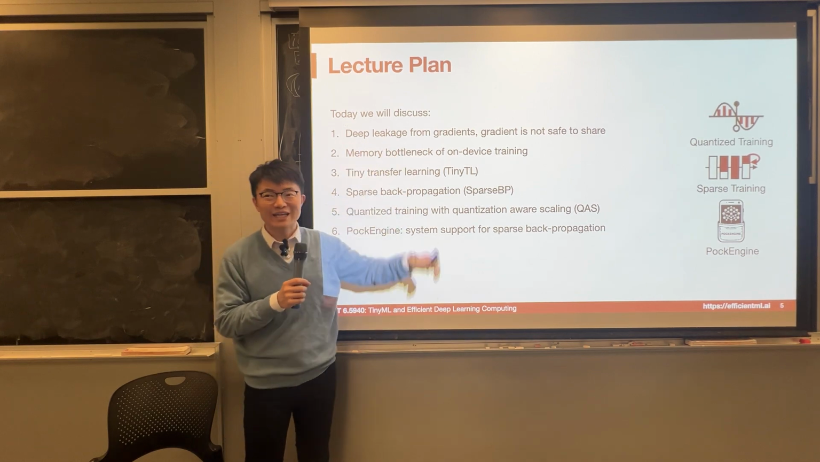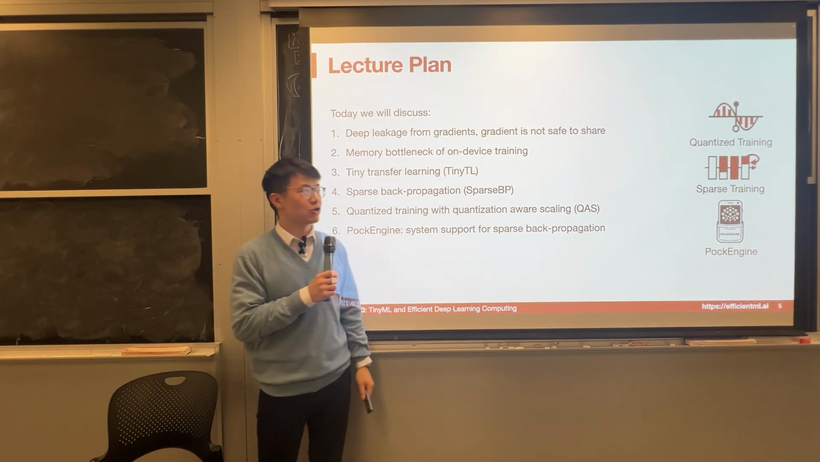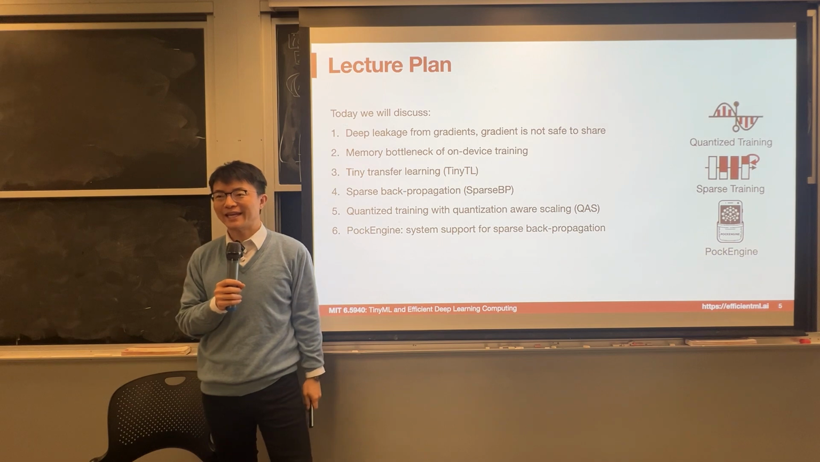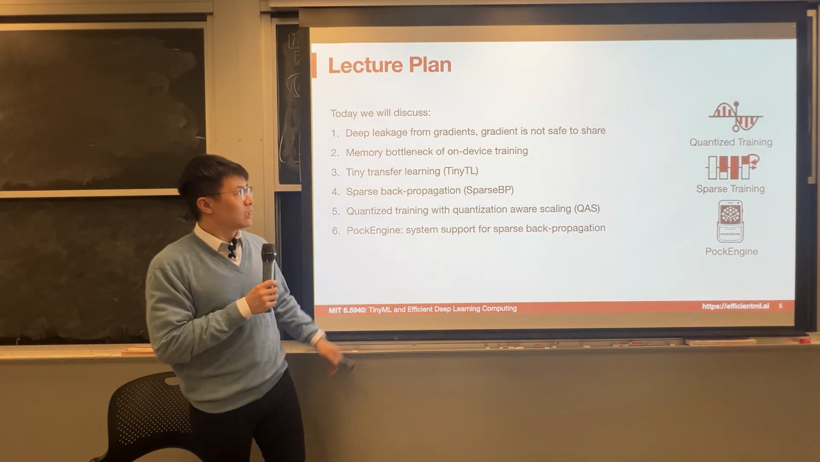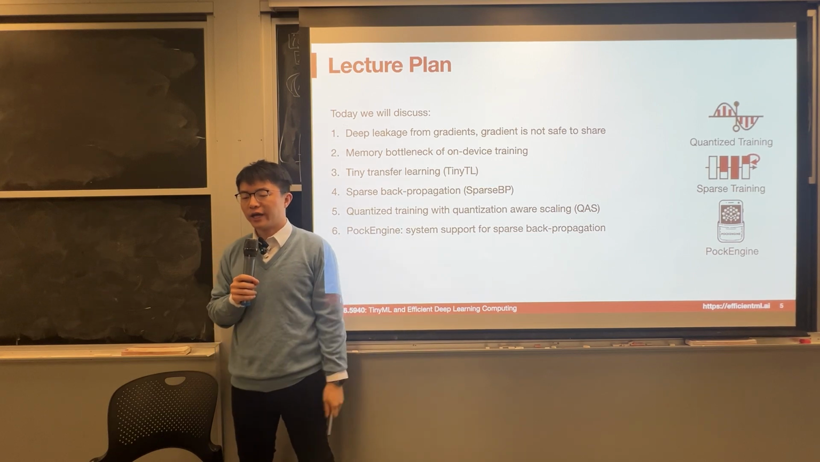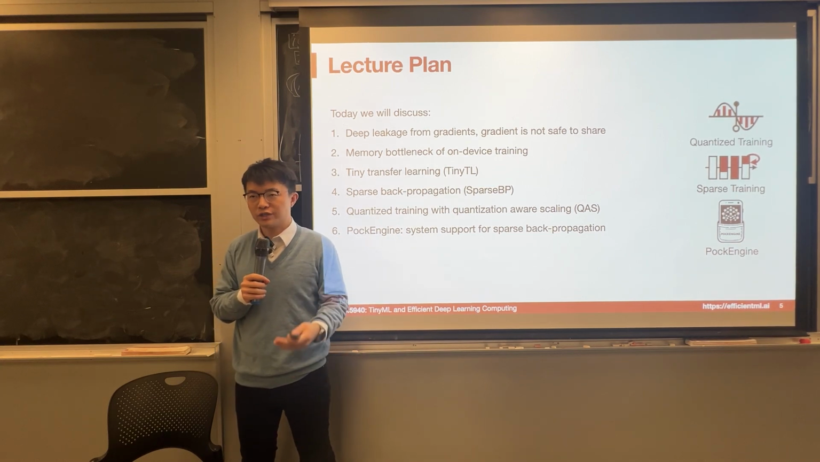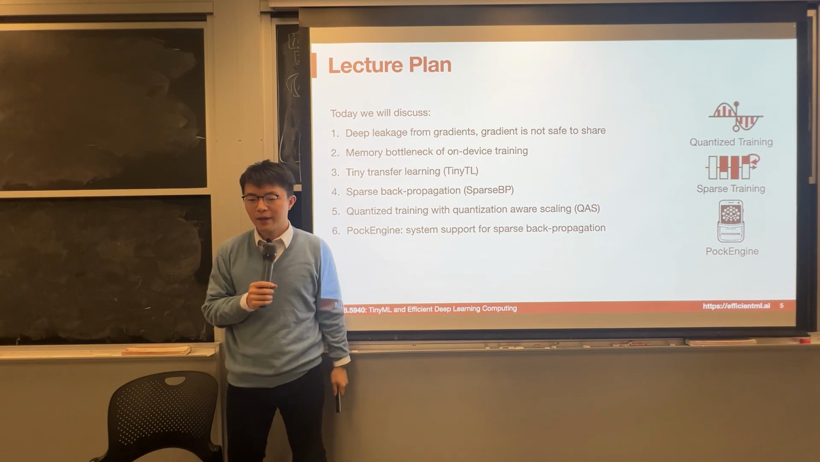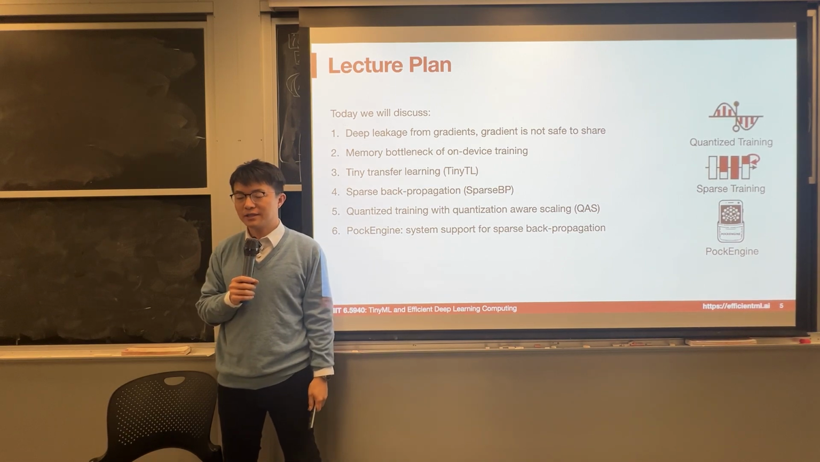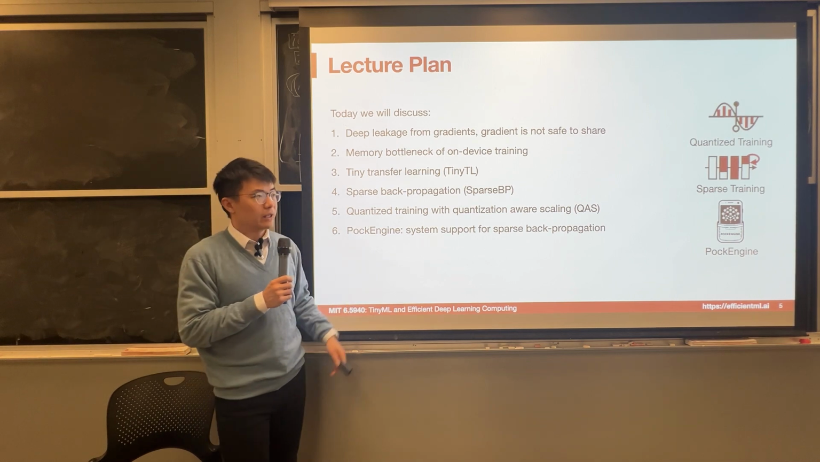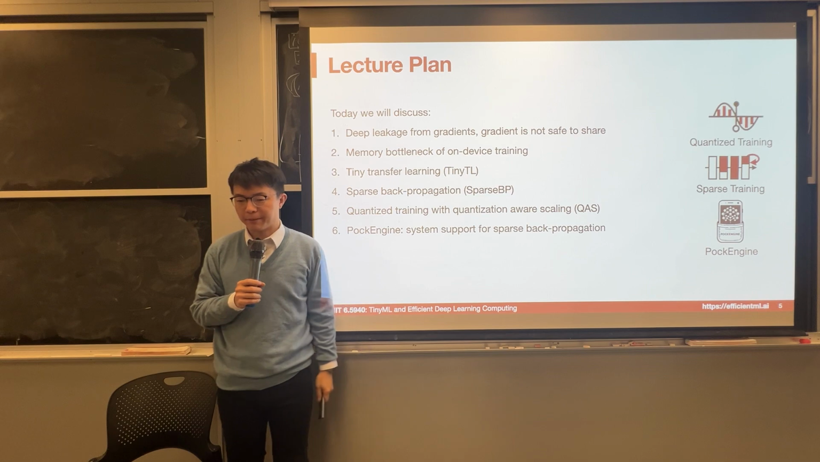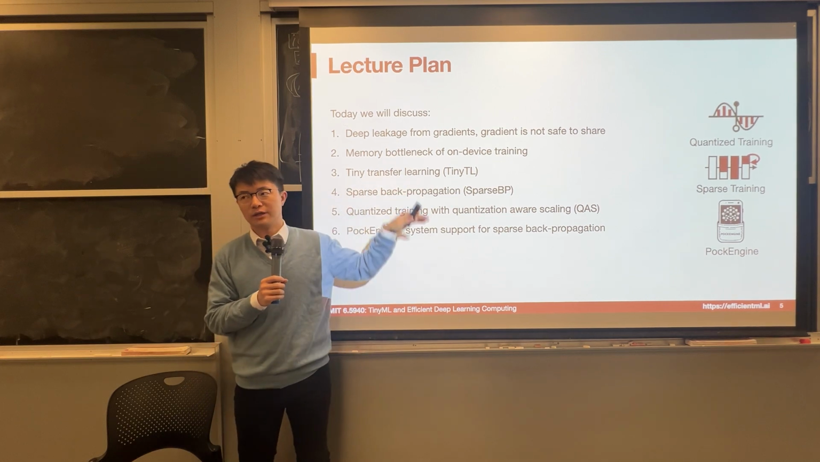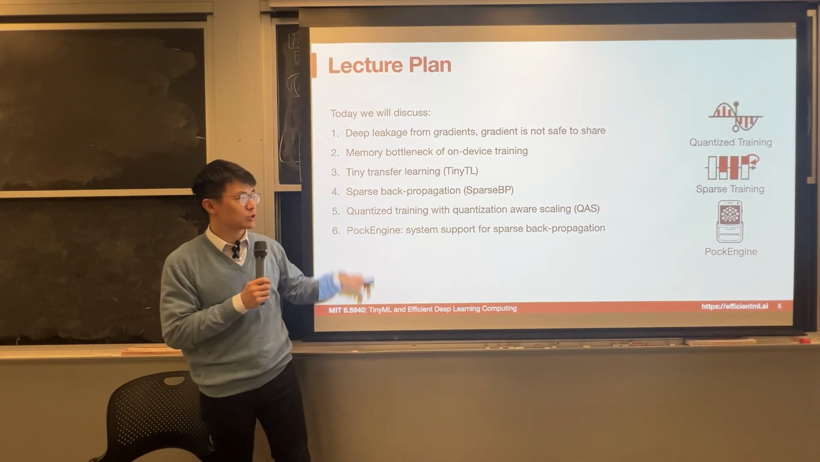We will first talk about deep leakage from gradients to motivate on-device learning, where gradient is not always safe to share. You can leak your source data just by observing the gradient. And then we are going to talk about what is the memory bottleneck for on-device training, why it is challenging, what is the bottleneck coming from, which motivates several techniques, including tiny transfer learning, the tiny TL, proposing the bias-only update, and also the light residual learning, followed by the Sparse BP, which is the general formulation of the light residual learning and bias-only update.